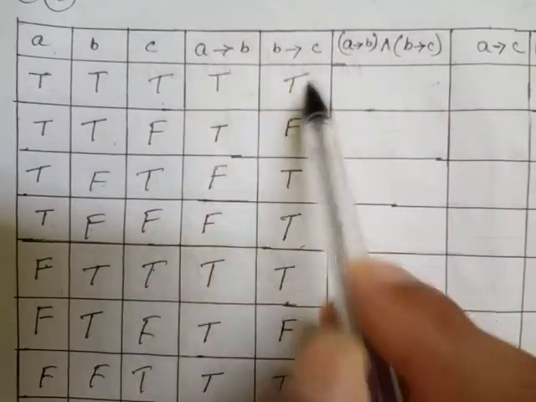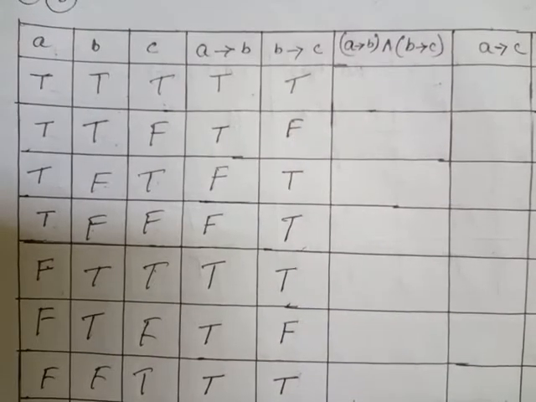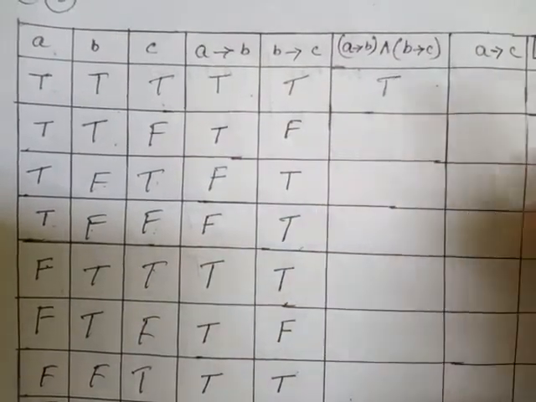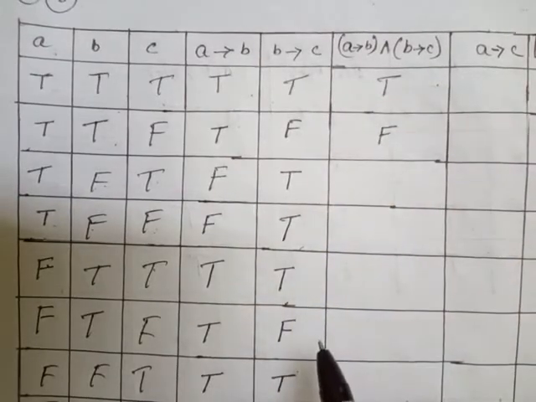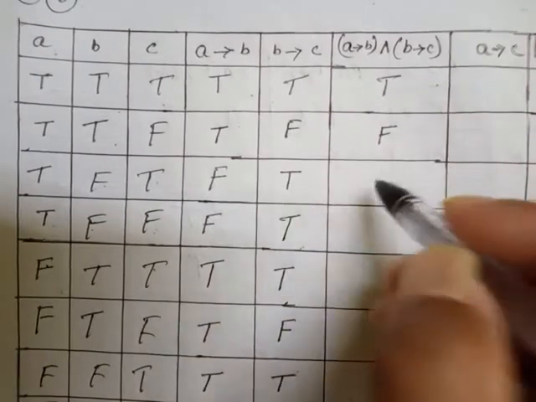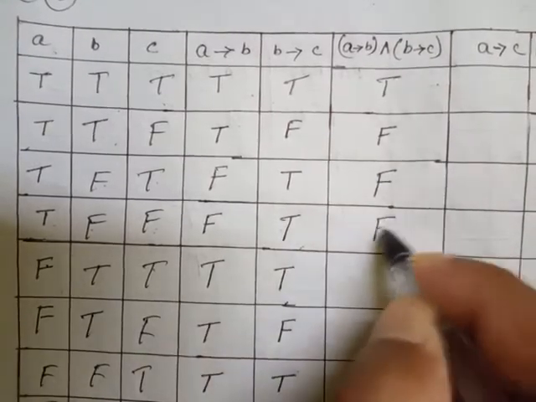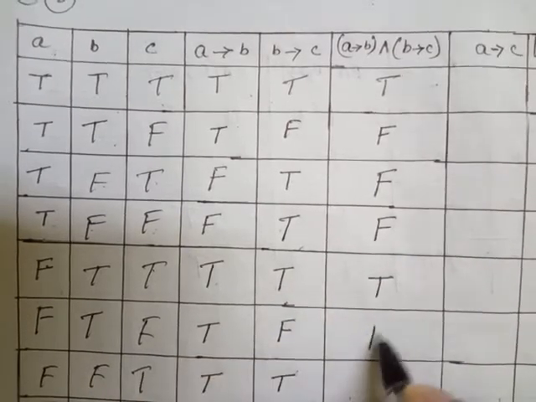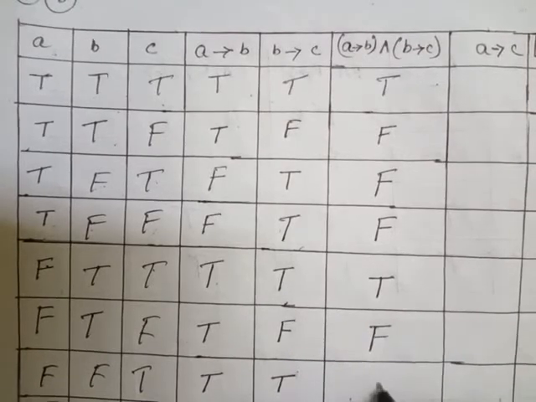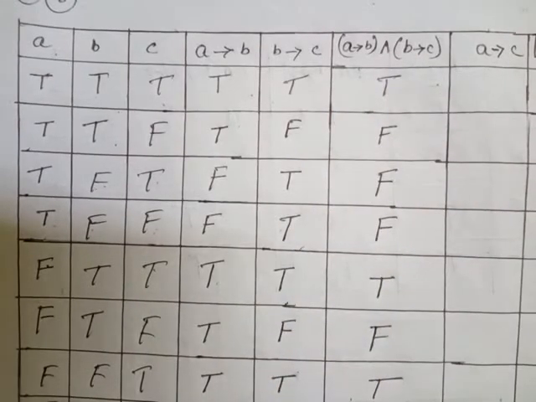I repeat again, between this row and this row we'll find out the conjunction. Now look how to solve this one. Look student, in conjunction true true is true. Now true false is false, and next one is false true is false in conjunction. Next, false true is false in conjunction, true true is true, then true false is false, true true is true, and true true is true in conjunction. So between these two we have found the conjunction.